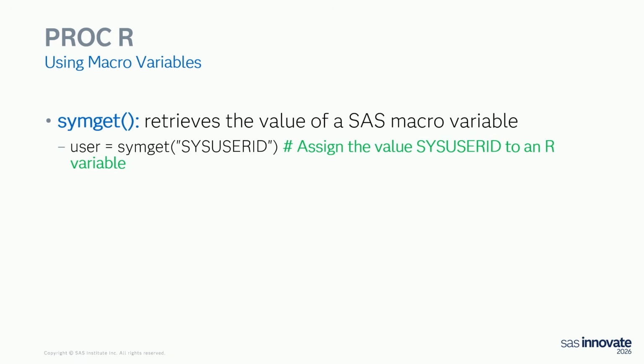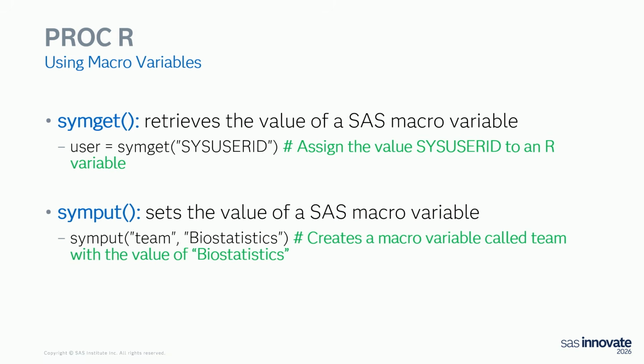And we can do the same thing with macro variables. We use SymGet and SymPut. SymGet is going to take the value of my SAS macro variable and make it available to me in R. So I can grab the SYSUSERID, and all of a sudden that's available inside the R code. Or I can develop a new macro variable and say, hey, put this value into that macro and let me see it in SAS.